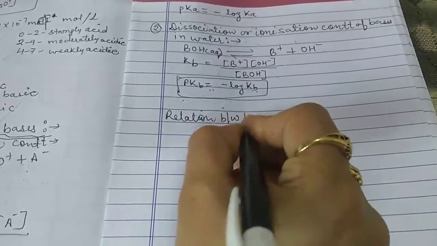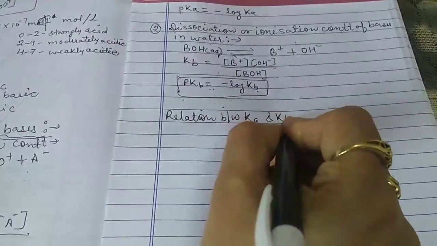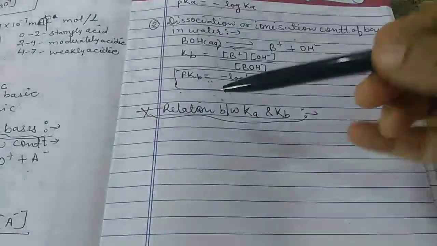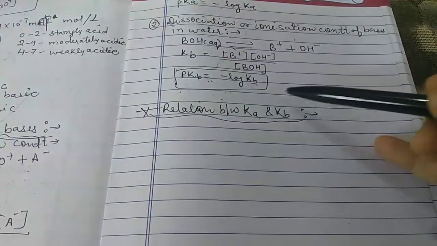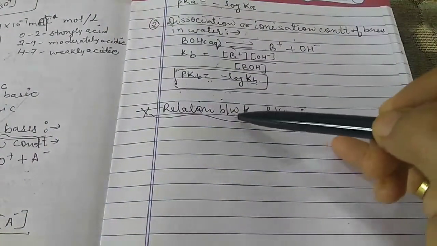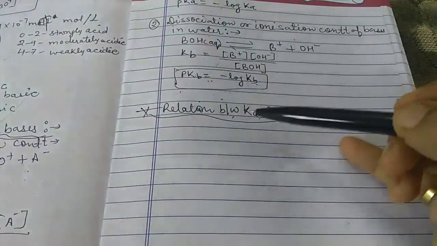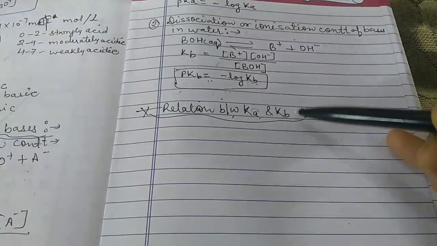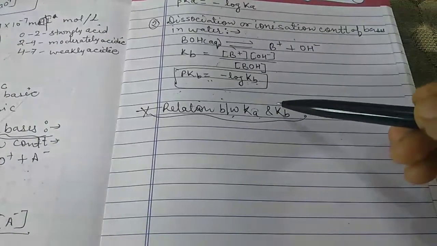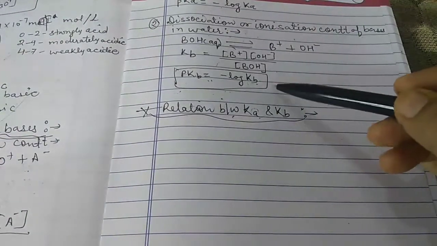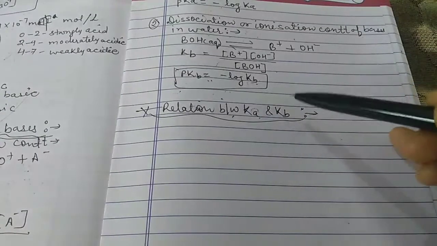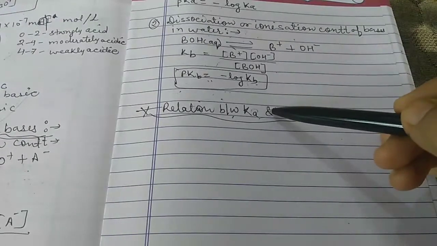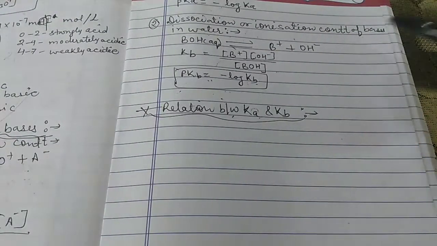Now the next topic is the relation between Ka and Kb. This is a new topic. We know what Ka is and we also know what Kb is. This is the ionization or dissociation constant in case of the acid, and this is the ionization or dissociation constant in case of the bases. In case of a conjugate acid base pair, they are related in a simple manner, so that if one is known, we can easily calculate the value of the other.